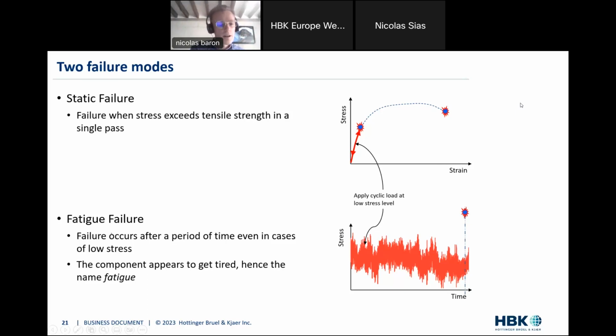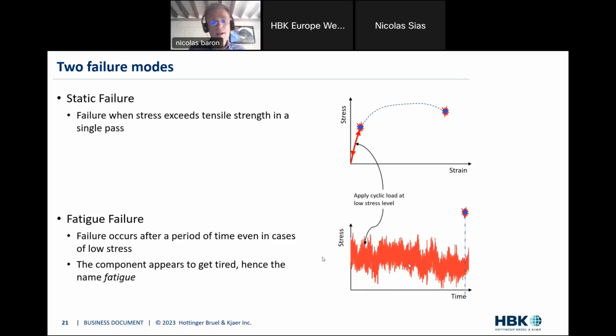Fatigue failure, on the contrary, occurs really after a period of time, after this high number of cycles I was referring to will manifest itself. And this can be the case even in the situation where a low value of stress is applied to your design. So here on the chart at the bottom, we see a graph showing the stress value evolving over time. And that's good because, as I said, we want variation in stresses in our component.